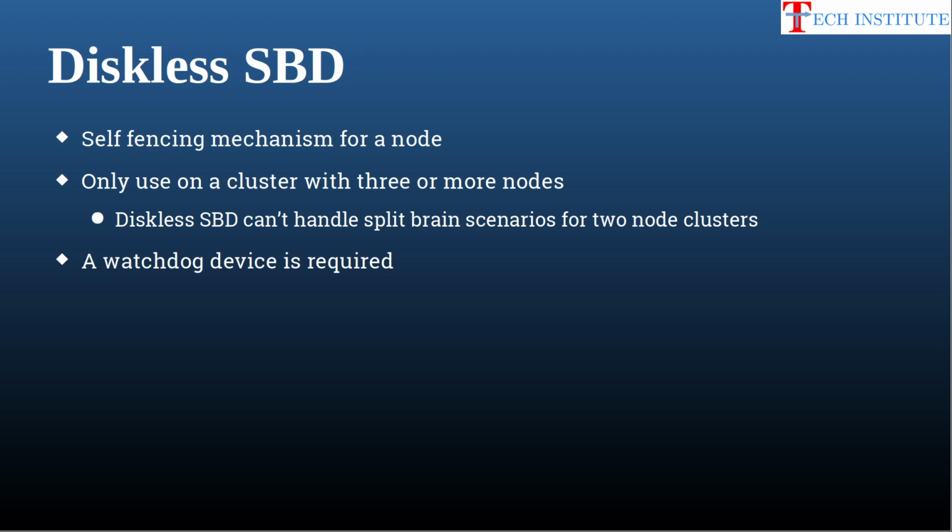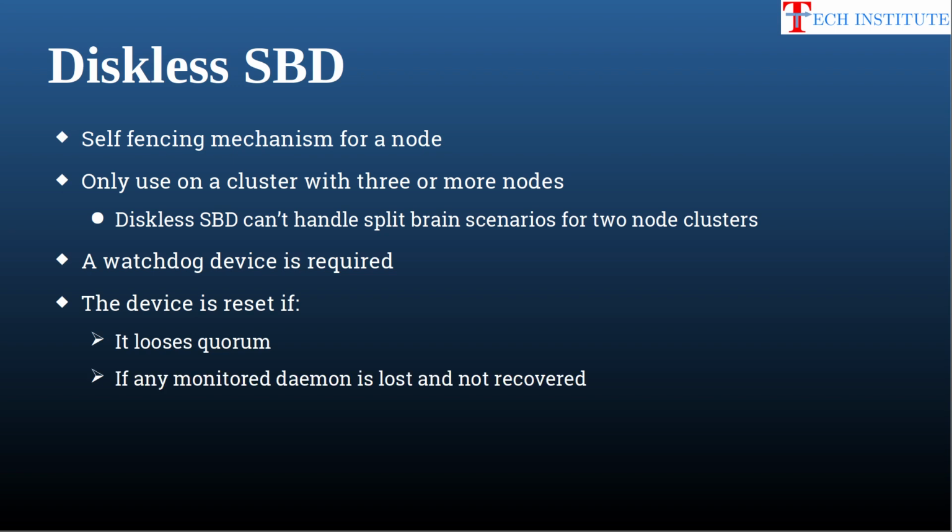And for this, the most important thing is that you should have a watchdog device. If it is a hardware watchdog, that will be very helpful, because sometimes a software watchdog may not work. If your system is hung, it will not work. So in that case, a hardware watchdog will be much more helpful. And the device is reset, meaning your node will be fenced if it loses quorum, or if any monitor daemon is lost and not recovered. So whatever services you have configured, if there is some issue with that, it will do the fencing of that. And if pacemaker decides to fence the node, in these scenarios your node will be fenced in diskless SBD also.